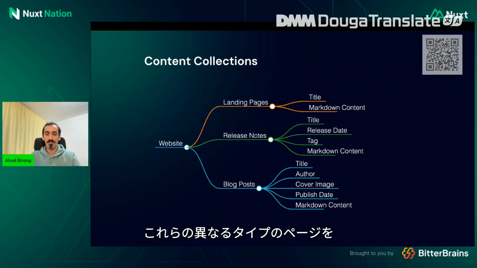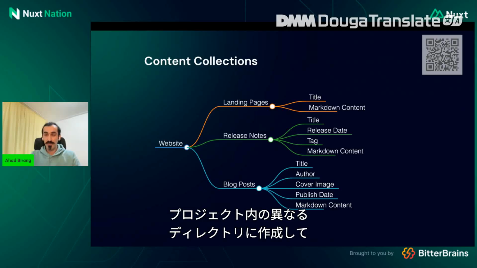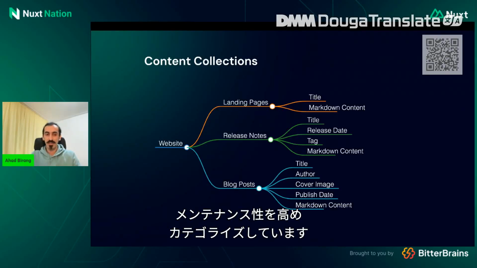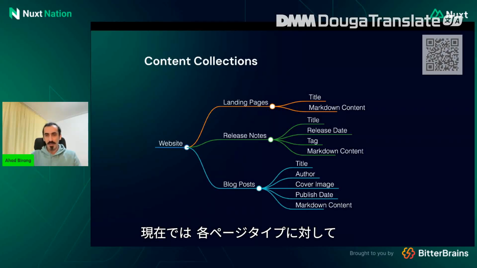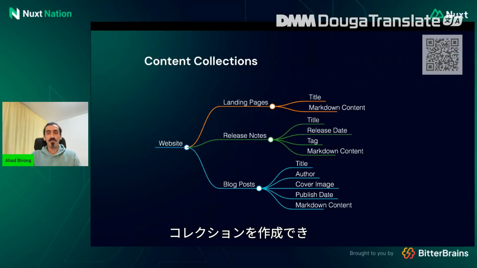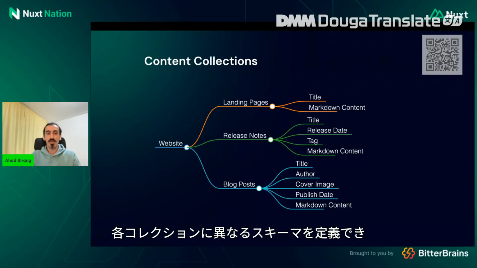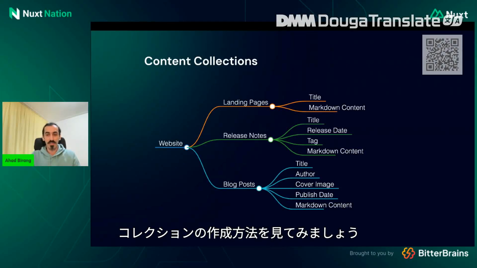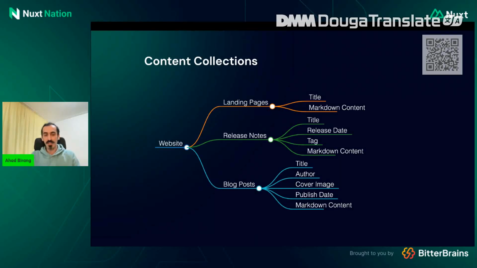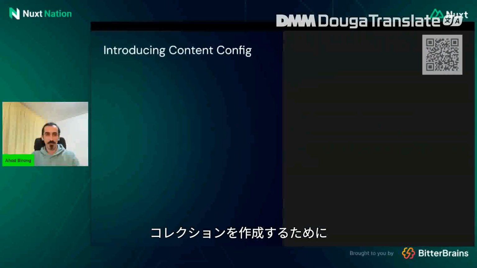Traditionally, using Content v2, we were creating these different types of pages in different directories in our projects to make them maintainable and categorize them. We took the same idea and improved it in Content v3. Right now, for each of the page types, we can create a collection. We can define a different schema for each of the collections. And as a result, we will have proper types for each collection in our application. Let's see how we can create collections.